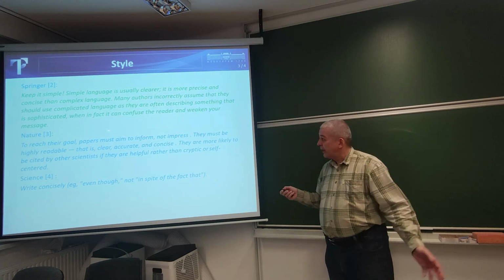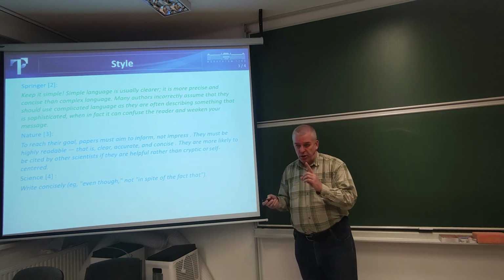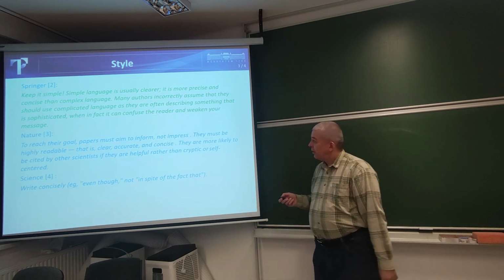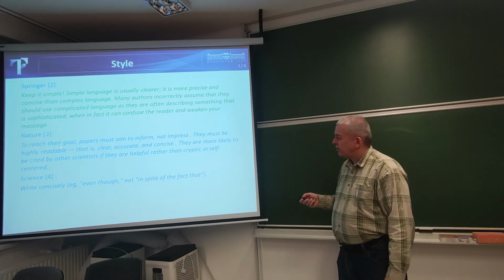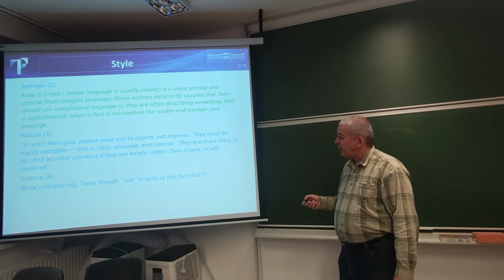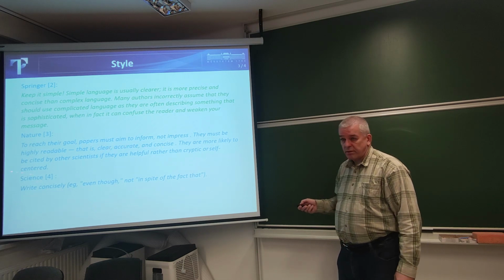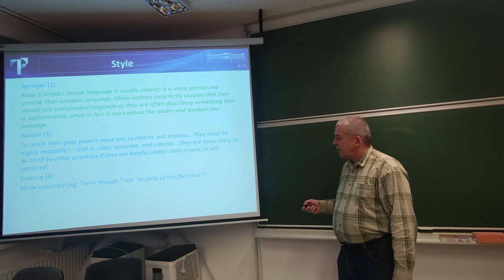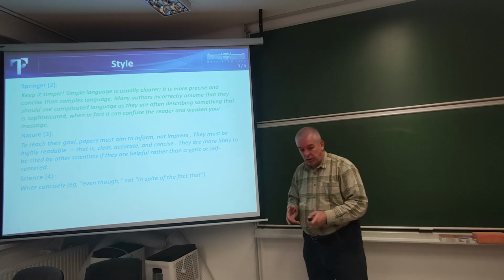Because if the language is complicated, it can confuse the reader and weaken your message. Nature, that's a big journal too: to reach their goal, papers must inform, not impress. They must be highly readable, clear, accurate, and concise. Science: write concisely. Write even though and not in spite of the fact that. Don't make it unnecessarily long.